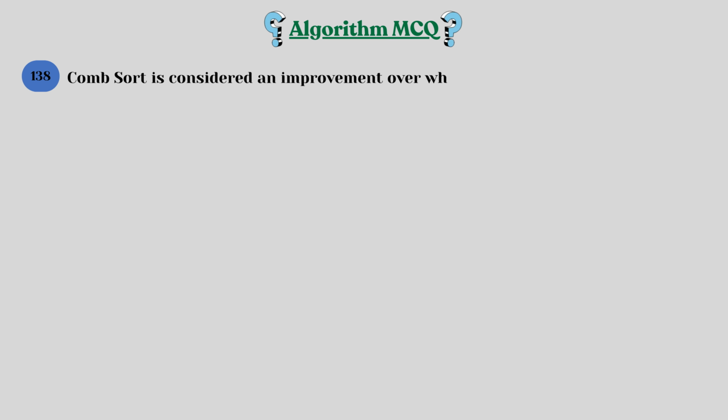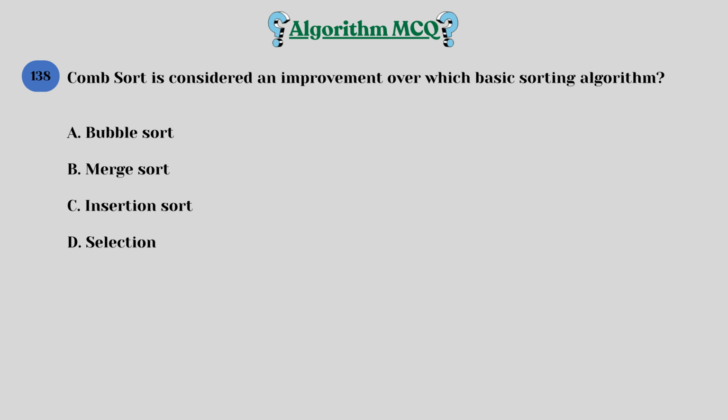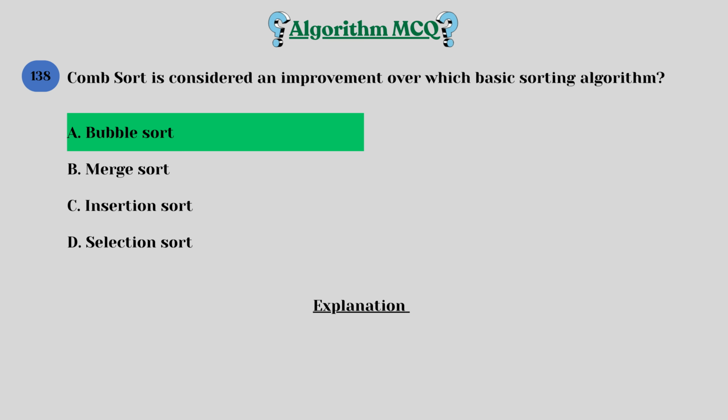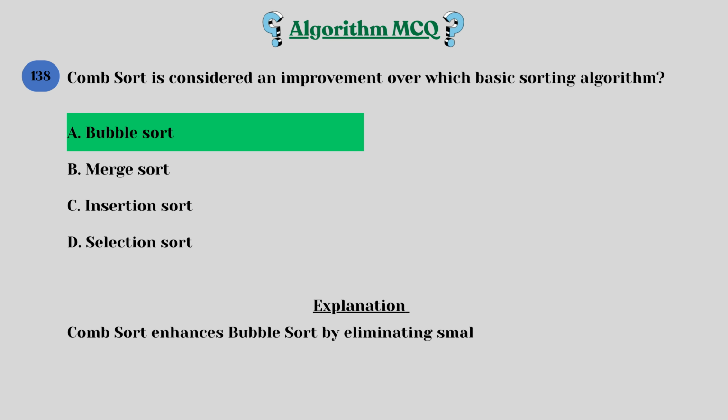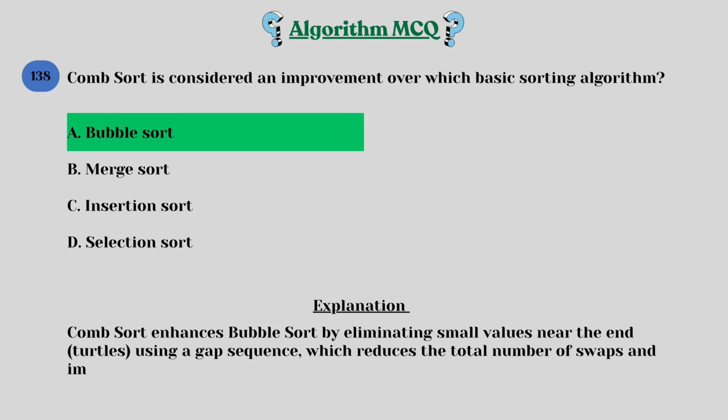Comb sort is considered an improvement over which basic sorting algorithm? Correct answer, bubble sort. Explanation, comb sort enhances bubble sort by eliminating small values near the end, turtles, using a gap sequence, which reduces the total number of swaps and improves performance.